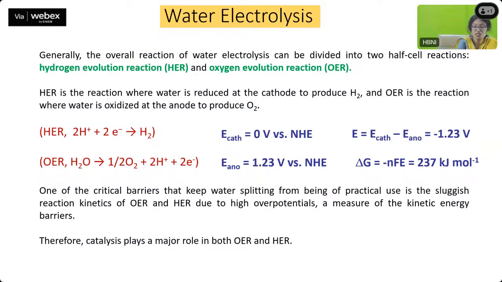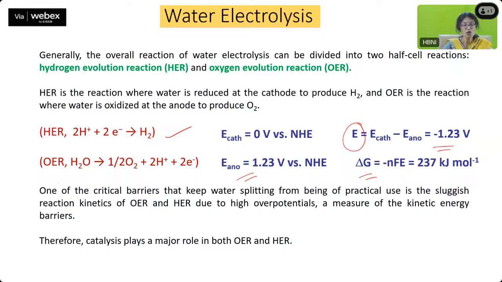So HER is basically this reaction where you have the potential of 0 volts in the standard case, whereas in case of OER, what you have is basically this for the anode, and here it is around 1.23 volt versus the hydrogen electrode. And in this case, the delta G value is 237 kilojoules per mole.